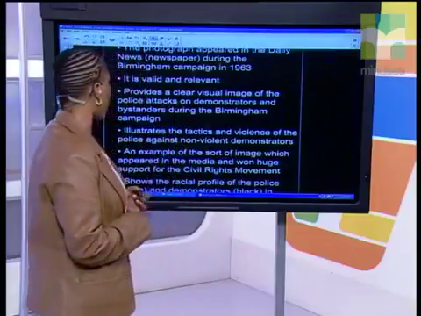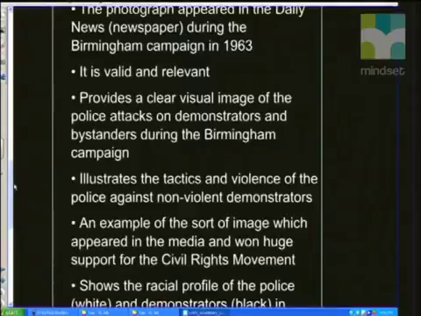Okay, that is very important. It illustrates the tactics and violence of the police against non-violent demonstrators. That's very important. It is an example of the sort of image which appeared in the media and won huge support for the civil rights movement.